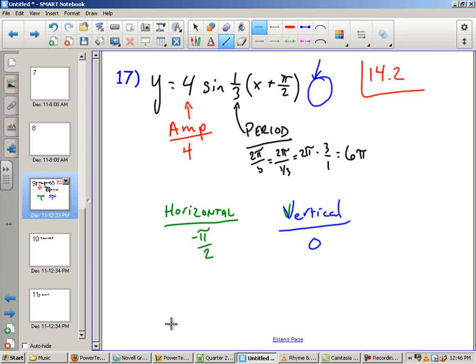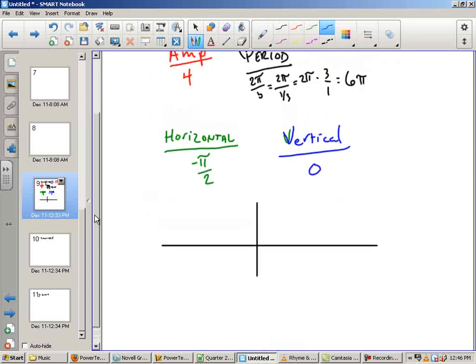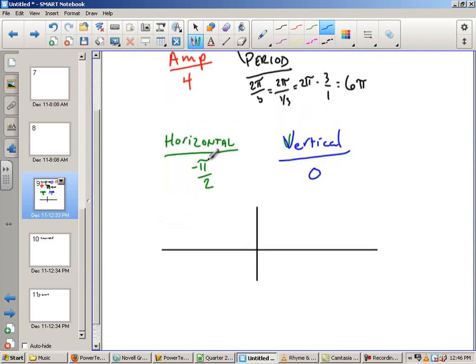Now what I need to be able to do is to produce the actual graph here. Get my baseline here, and this thing right here. Okay, let's extend that down just a little bit. Now, when it comes to actually doing this, the first thing I want to do is take care of my horizontal and vertical shifts before I worry about period or amplitude.